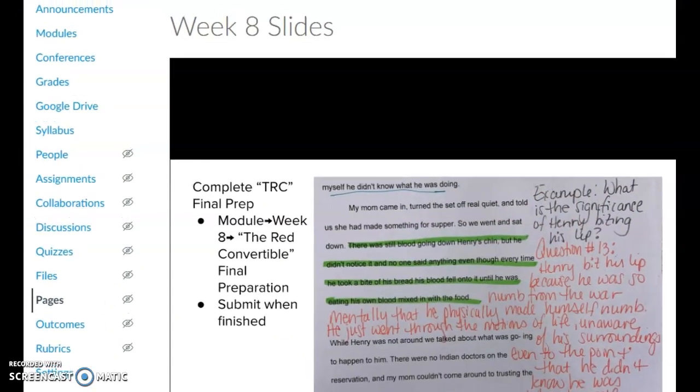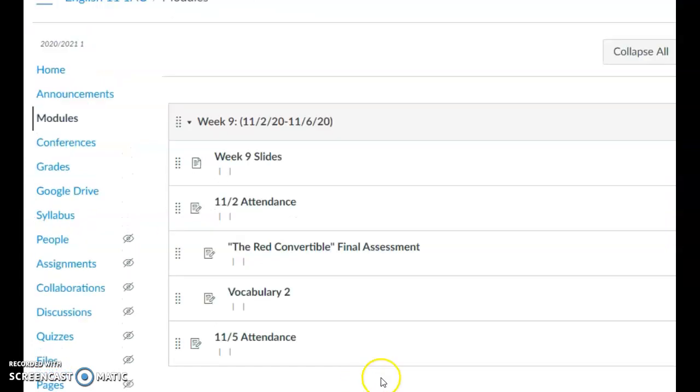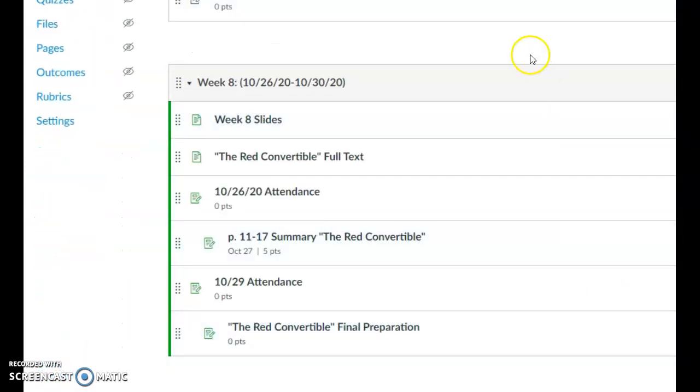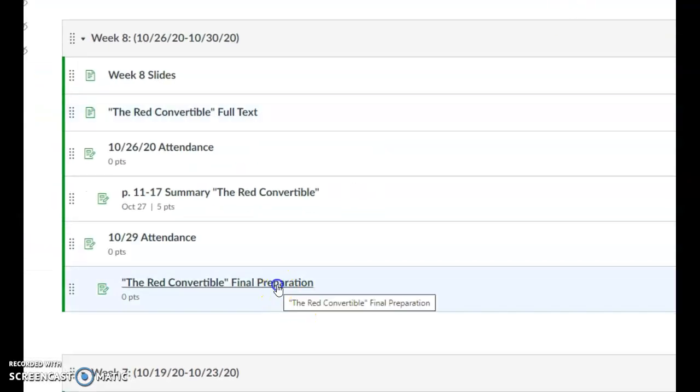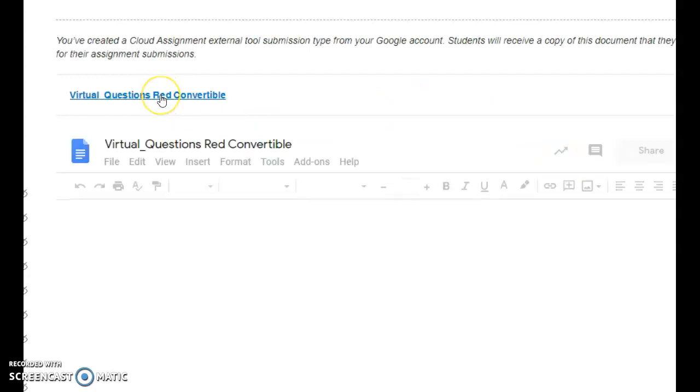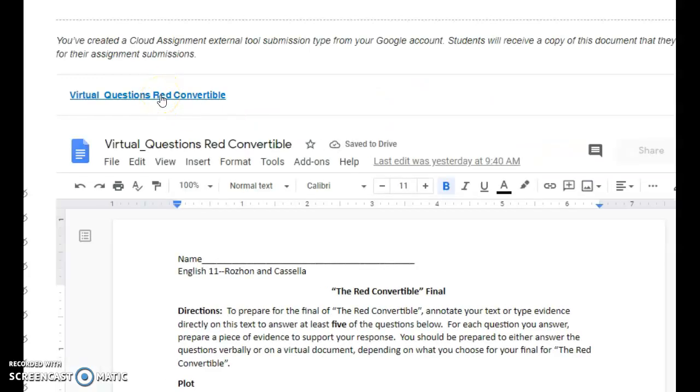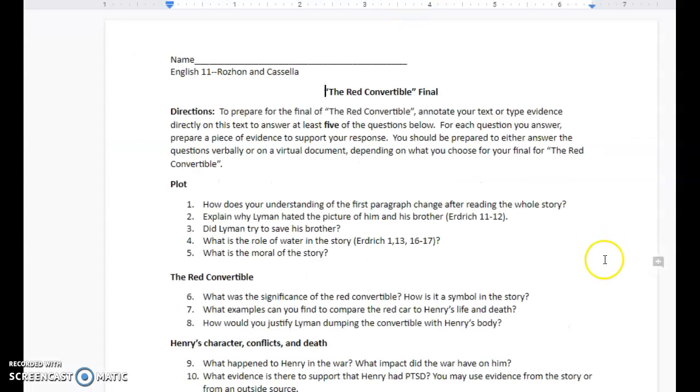So before I show you this slide, you're going to go to modules, week 8. And you'll open the document that says The Red Convertible final preparation. I always recommend opening up the blue hyperlink. The directions say to prepare for the final of The Red Convertible, you'll annotate your text or type evidence directly onto this text to answer at least 5 of the questions below.